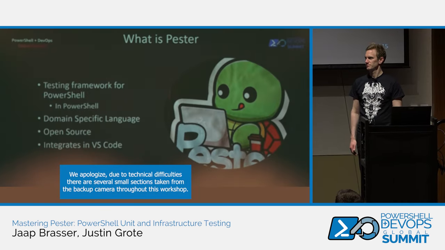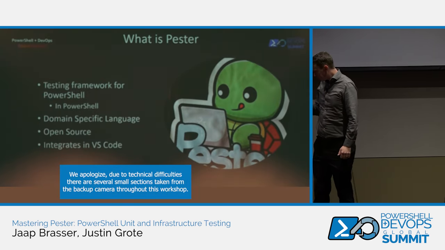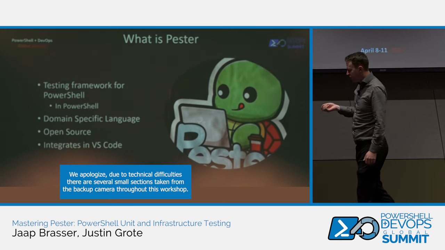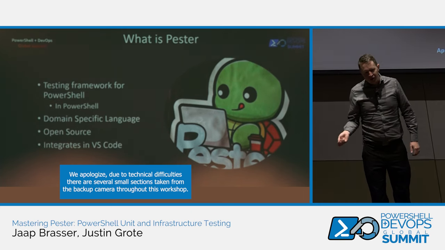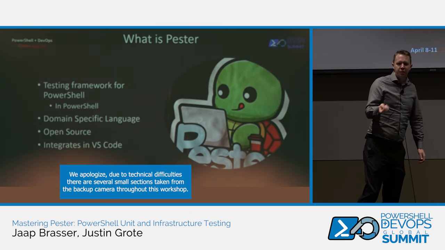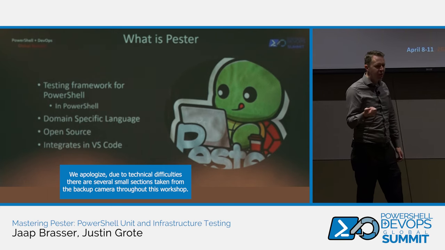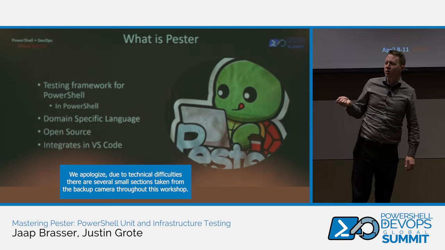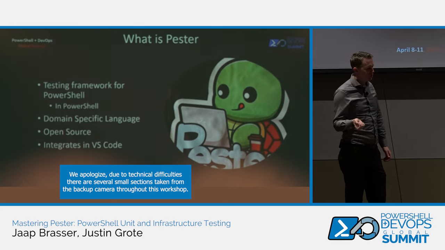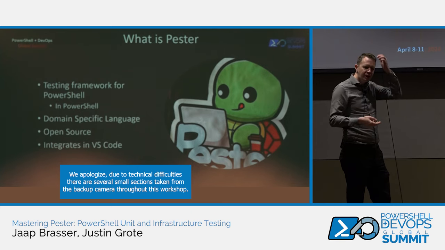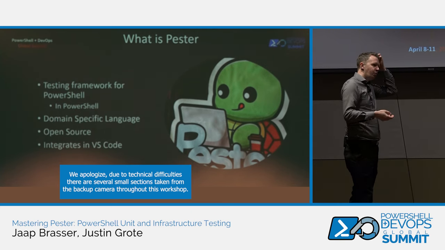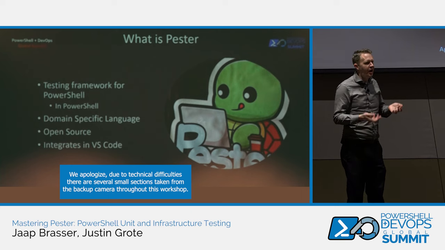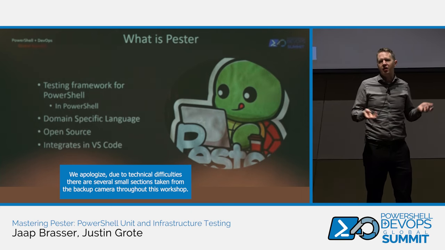So Pester is PowerShell's approach to unit tests. And when I say that, I mean some guy one day was like, hey, I'm writing scripts and these are kind of annoying. It really would be nice if I had a way to test this stuff. And thankfully, since I work for Microsoft primarily in testing, I'm going to go ahead and write it. So that guy is Jaap.